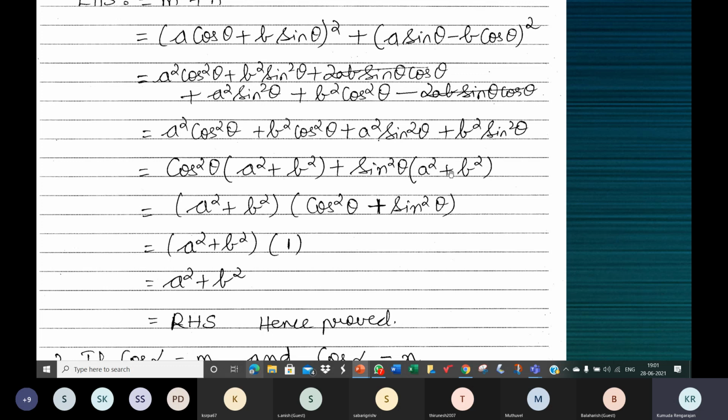Now, between these 2 terms, a square plus b square is further common. So a square plus b square, and now you should write cos square theta plus sin square theta. But we know that this is 1 by the identity. Cos square theta plus sin square theta is 1. So a square plus b square into 1 is a square plus b square, which is the RHS.